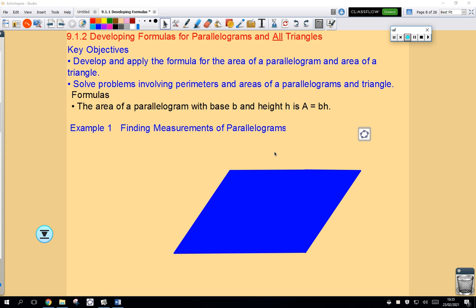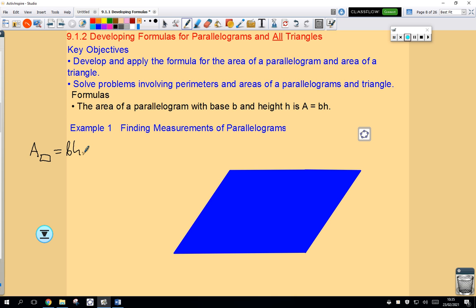So in this lesson I'm going to be developing formulas for finding areas for parallelograms and actually for all triangles. In the last lesson we looked at finding areas for rectangles. We said that the area of a rectangle, we said in the last class, was equal to its base times its height, or its length by its width, however you want to think about that.